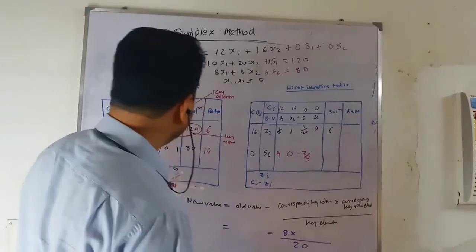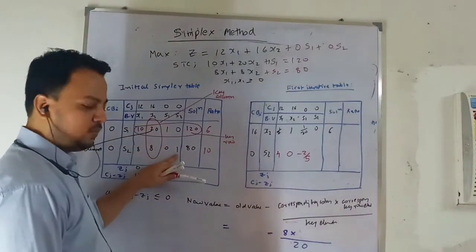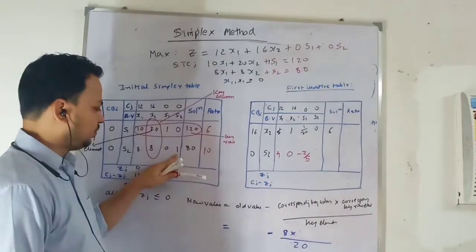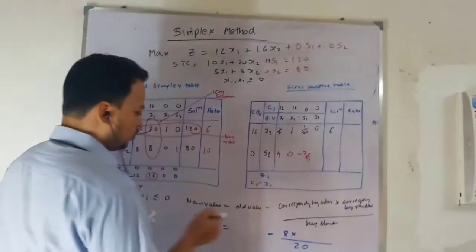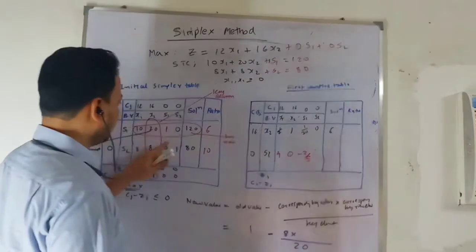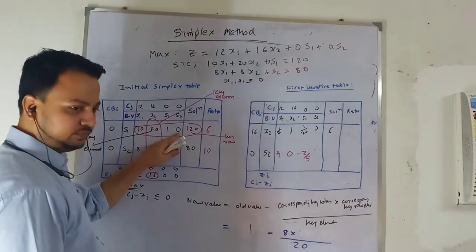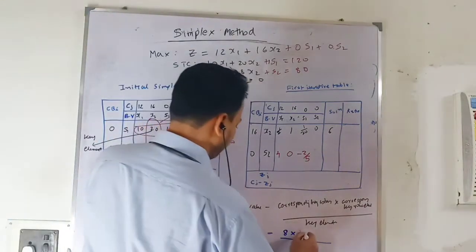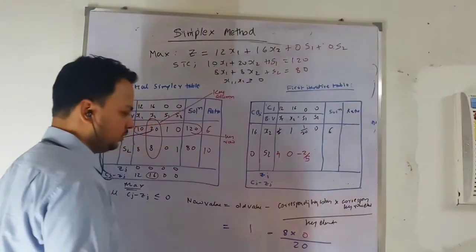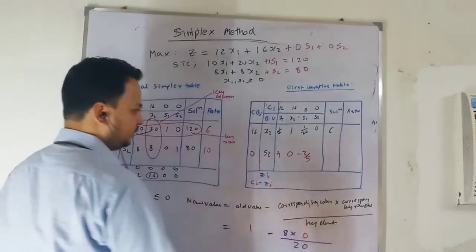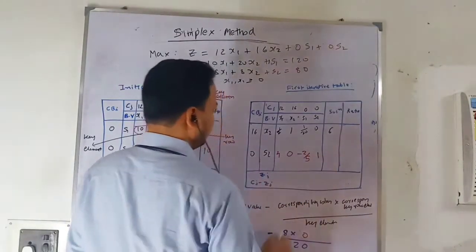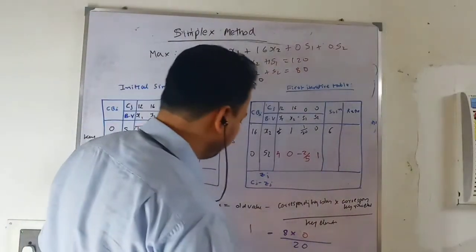Next, the old value is how much? 1. The corresponding column value is 8. The corresponding row value is how much? 0. So how much will be the value? 1. Okay. Similarly, find the solution value.